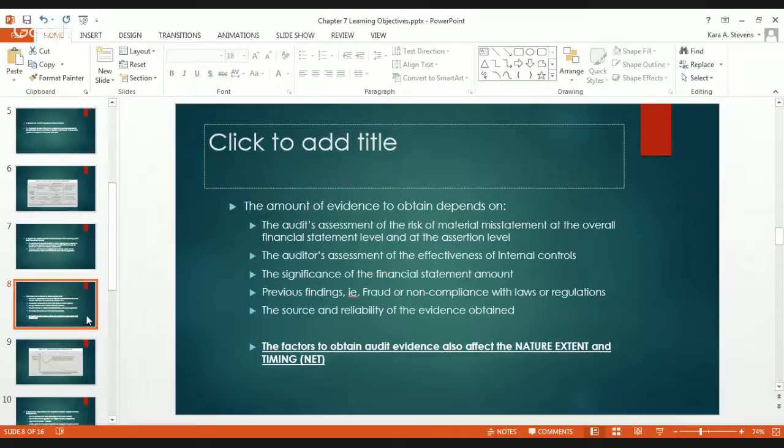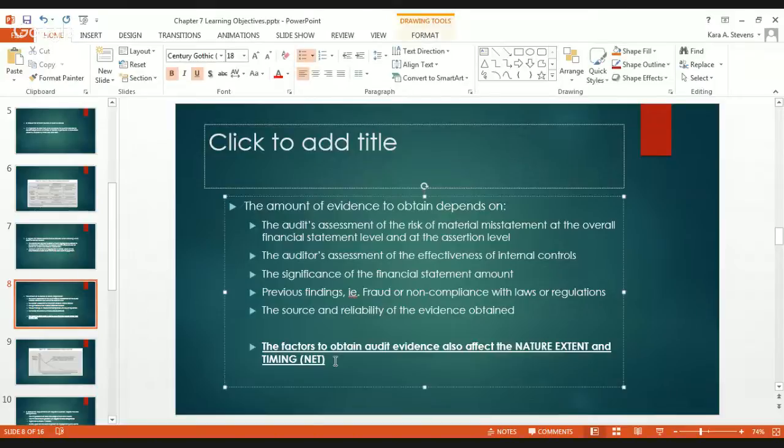This is something I wanted to point out. Your book goes into more detail, but the factors to obtain audit evidence also affect the nature, extent, and timing. I like the acronym NET thinking of these. So the nature of the evidence, the extent or how much of the evidence, and the timing that it will take to obtain the evidence. This I remember being a strong CPA question on the exam. So make sure to do a thorough reading of this in your book, but just highlighting that nature, extent, timing with the acronym NET, we're also concerned about with collecting evidence.